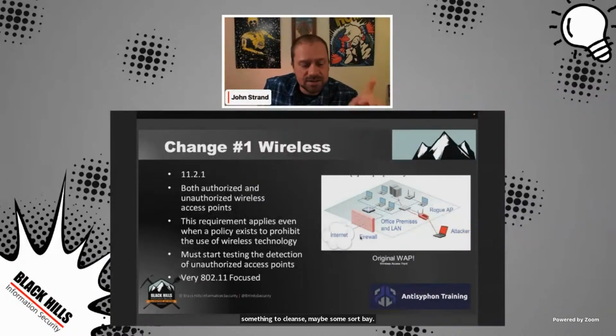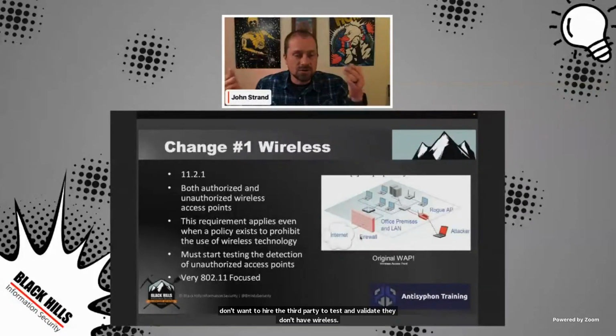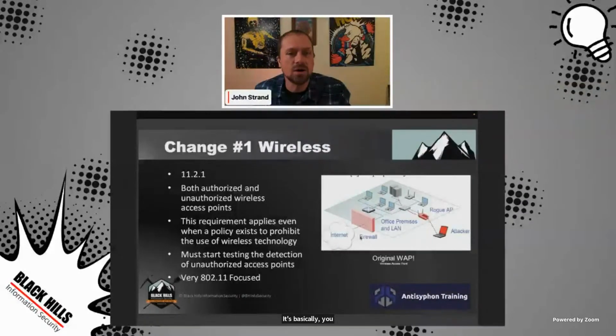All right. In 11.2.1, they talk about the importance of wireless. Now, this gets back to how a documented standard is written and how organizations implement that and how we test and validate that as well. So for a lot of organizations, because they have a policy of no wireless, they don't want to test wireless. They don't test wireless because they don't have a policy of wireless. Therefore, for a third party, they don't want to hire the third party to test and validate they don't have wireless. It's basically, see no evil, hear no evil, speak no evil.